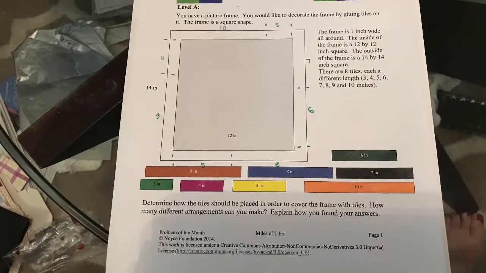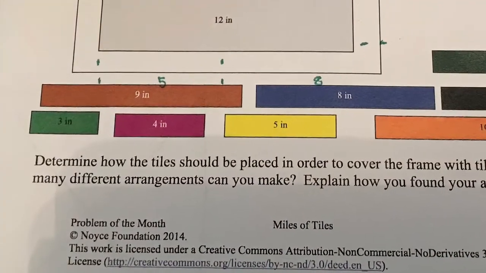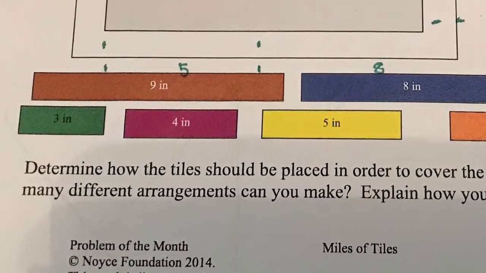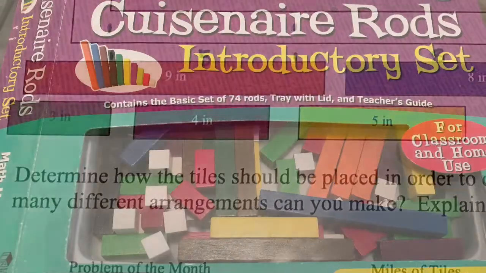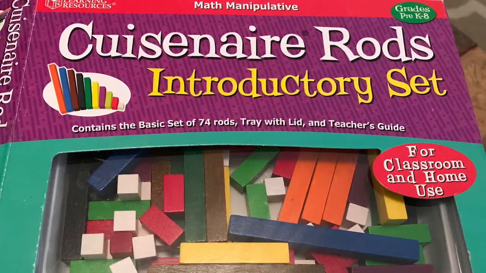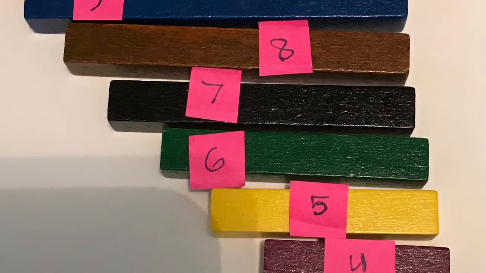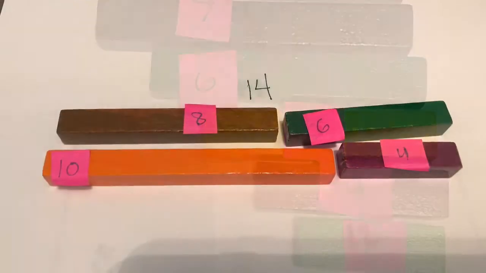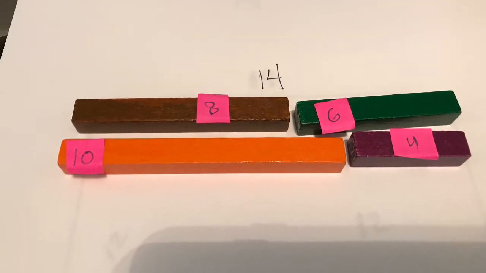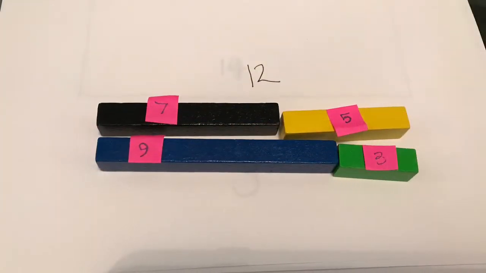Miles of tiles! We're going to be configuring some little shapes into the frame shown above, and those little shapes reminded me of my Cuisenaire rods. Introducing Cuisenaire rods. So I took them out. I got 10, 9, 8, 7, 6, 5, 4, and lonely 3. And we have 14, and we also have 12.